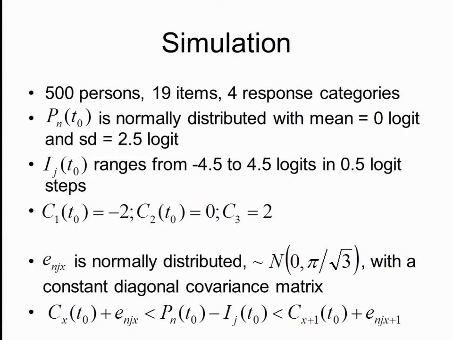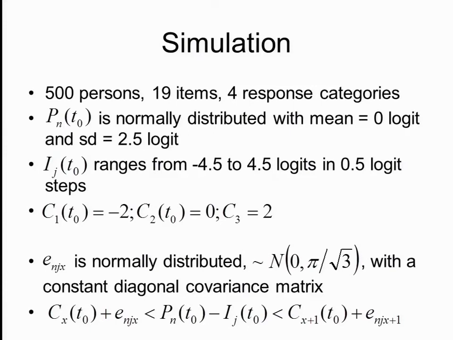Okay, so to demonstrate this, I'm going to do a simulation. We'll take 500 people, made-up people, living in the computer. We have 19 items, which also live in the computer. This is very generic, not even talking about what we're talking about. And we'll have 4 response categories.